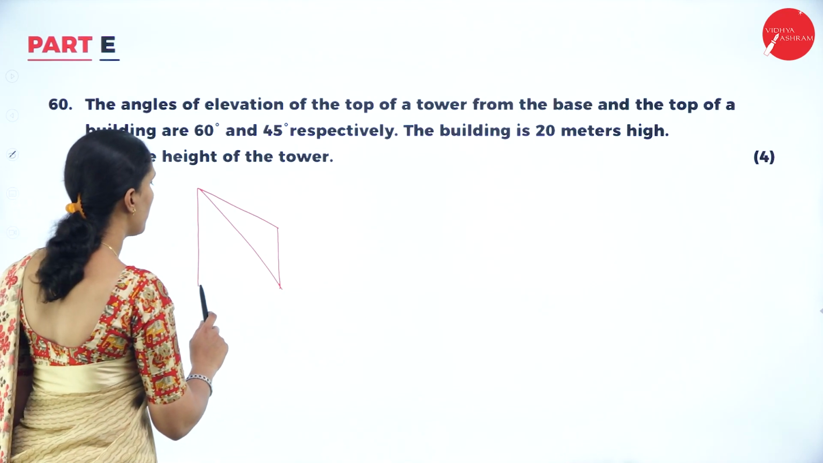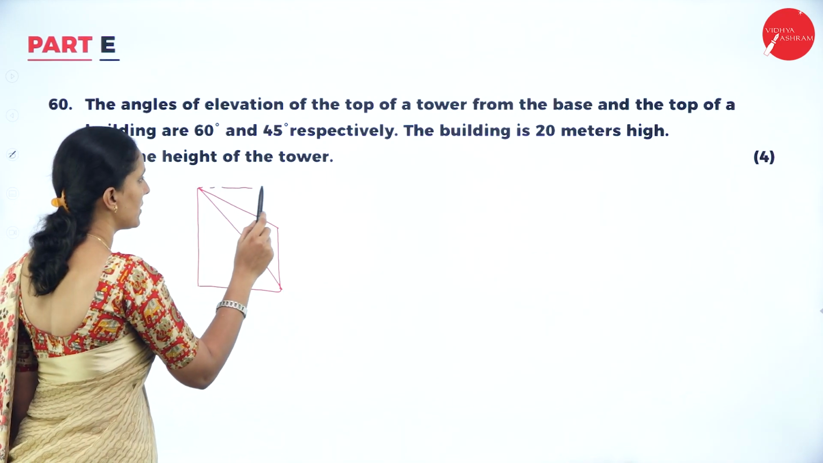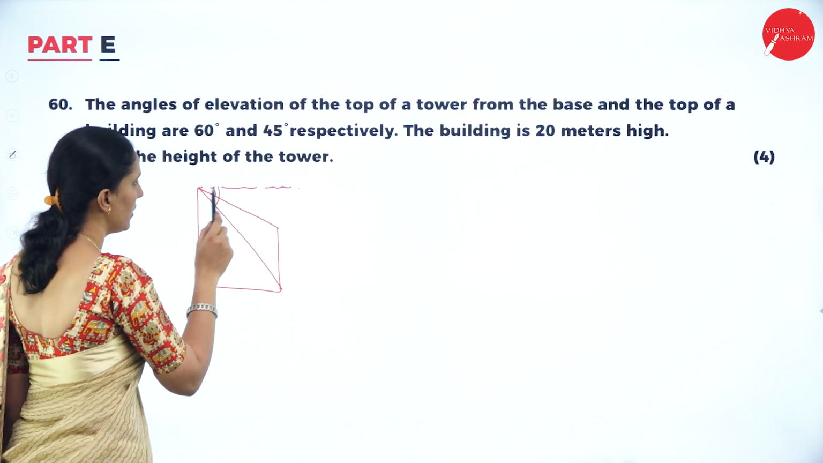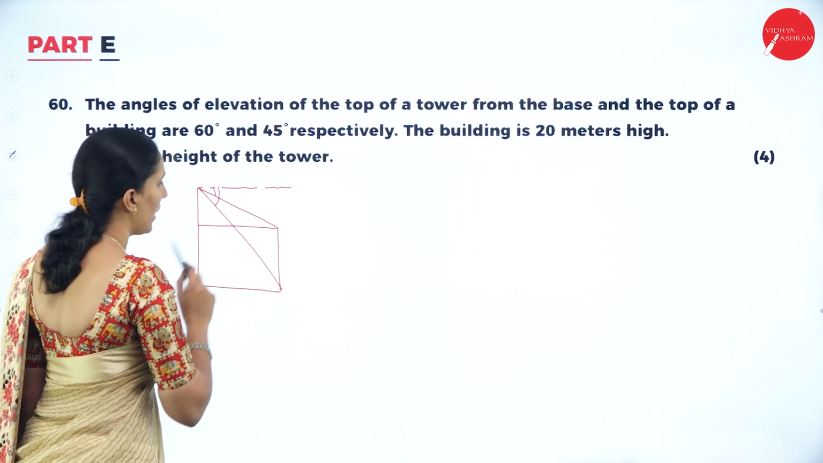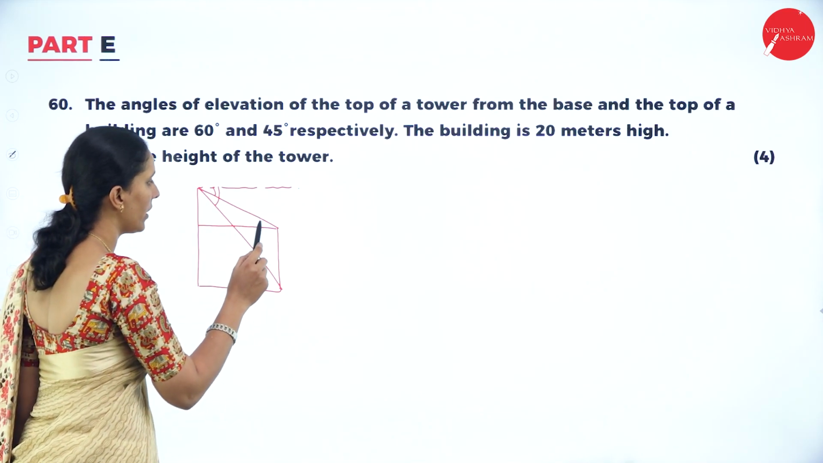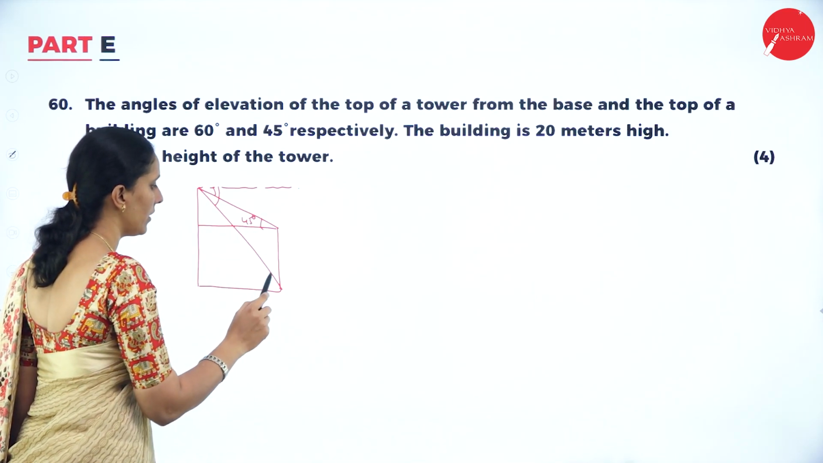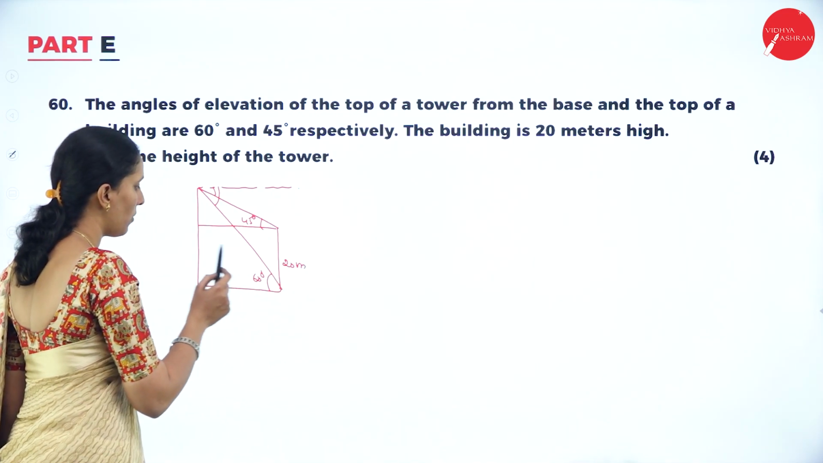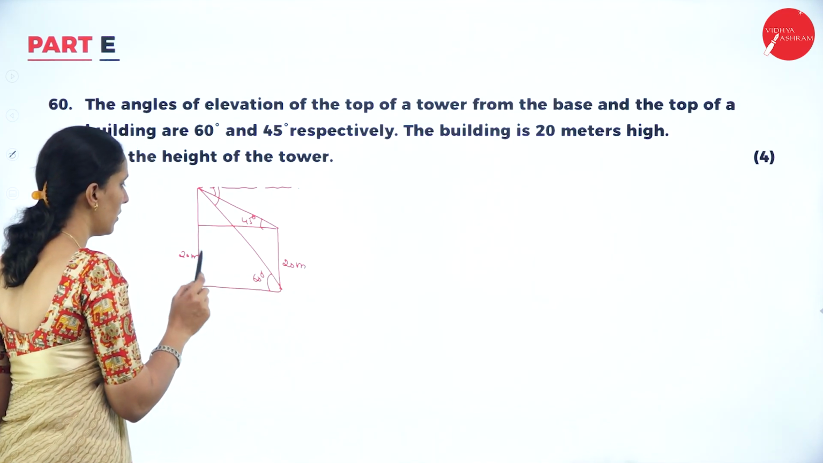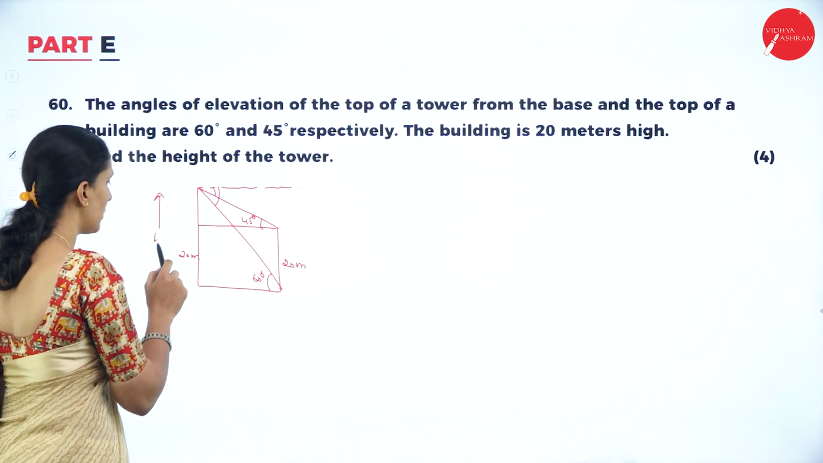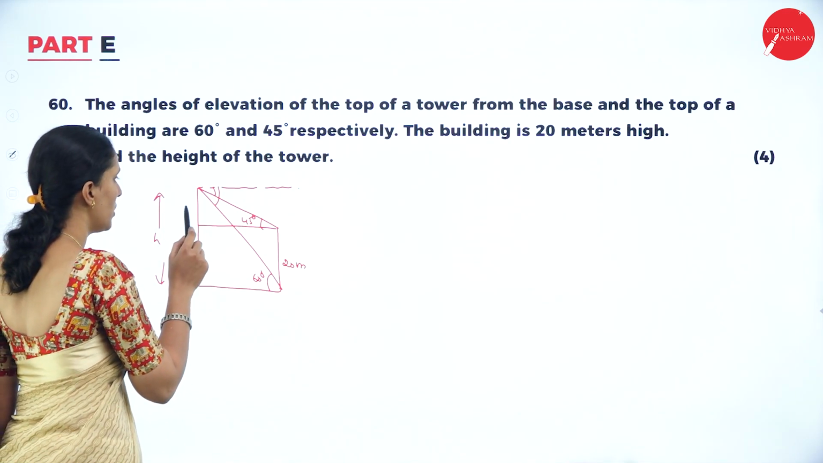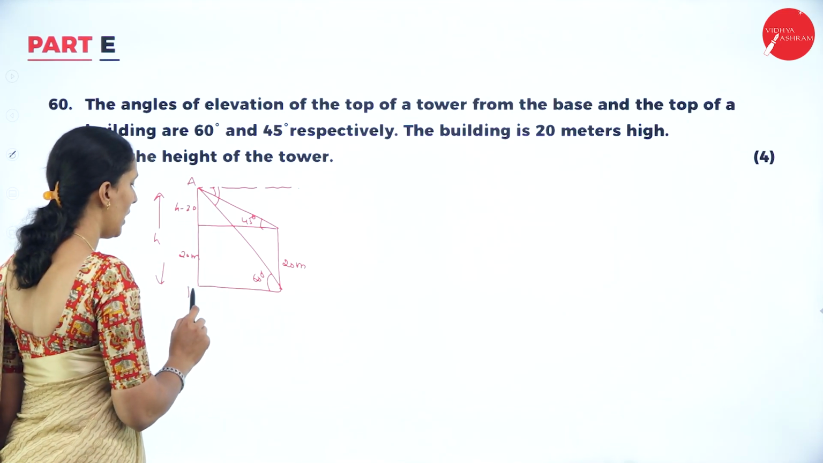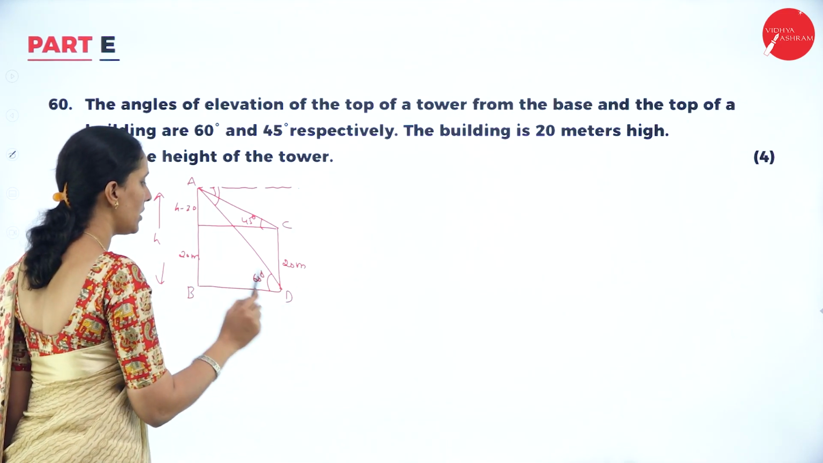So if we take this as an angle of depression, this is 45 degree and this is 60 degree. I'll draw parallel lines. So we can write this as 45 degree and this as 60 degree. So this is 20 meter, approximately. We need to find out the height of the tower. Let me consider it as h. So this will be h minus 20. Let us consider this as A, B, C, D, E.